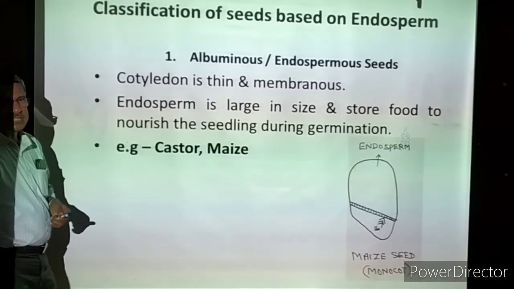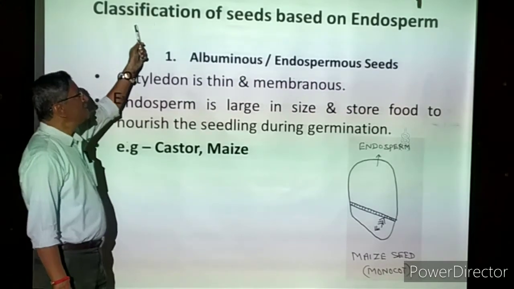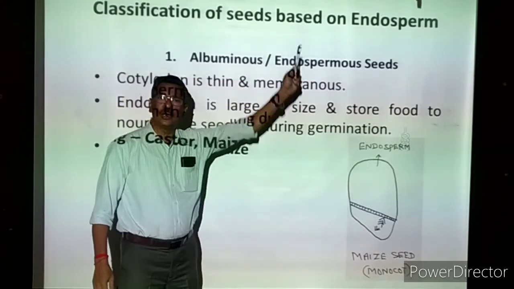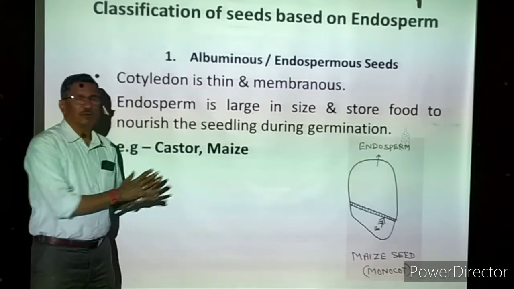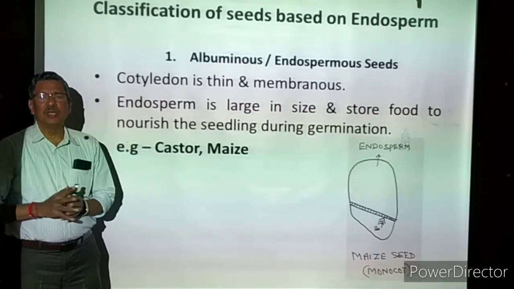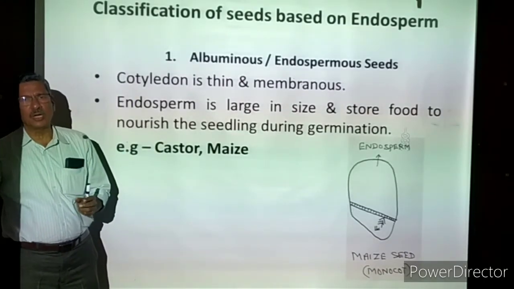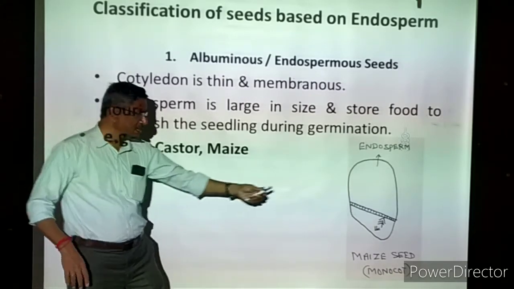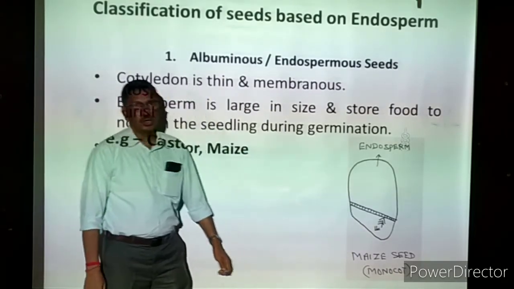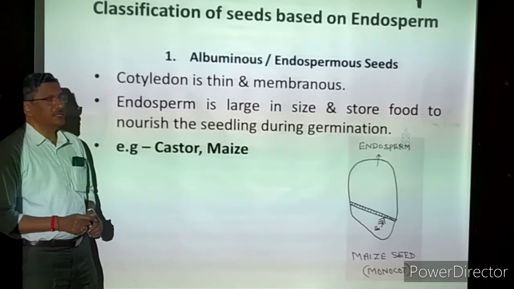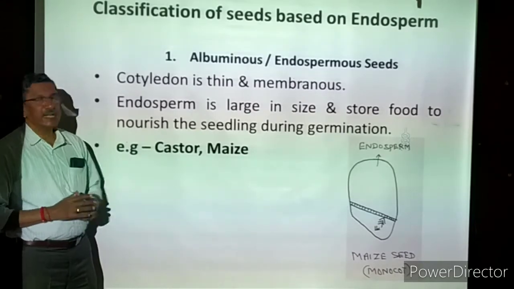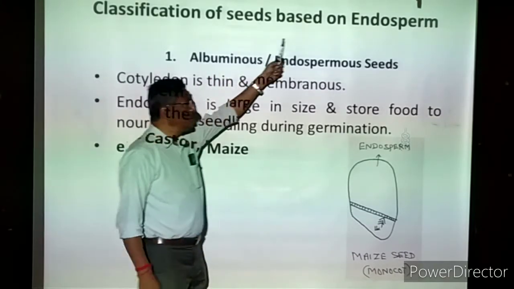The second classification we are going to see. Classification of seeds based on endosperm. Just before, we have taken one classification: seeds with two cotyledons are called dicot seeds, seeds with a single cotyledon are called monocot seeds. But we are going to see the second classification based on endosperm.